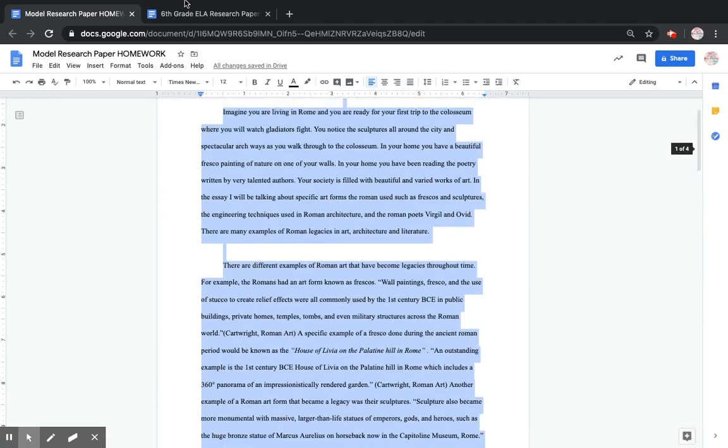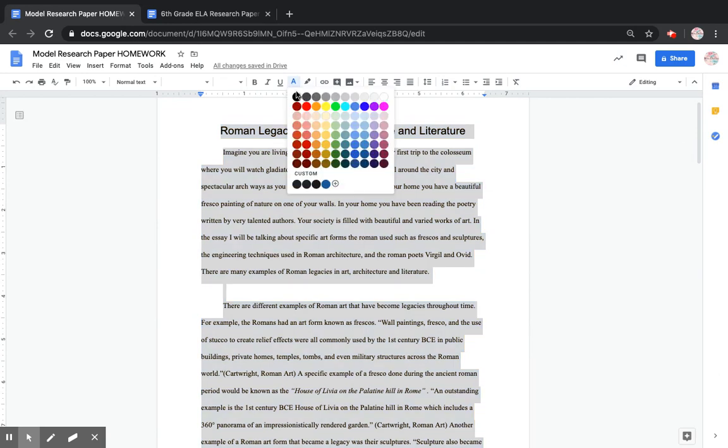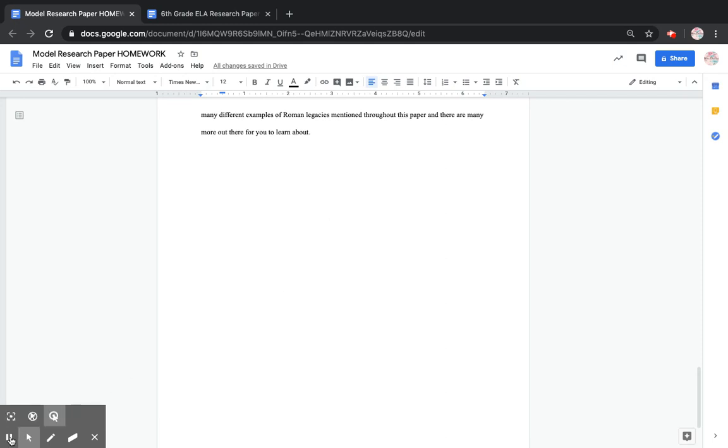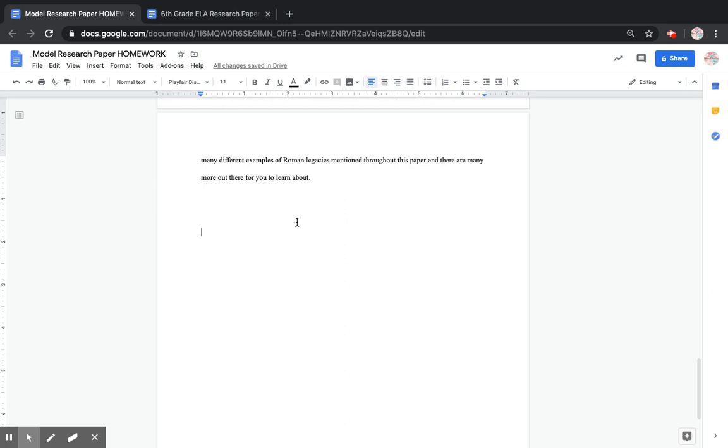Now, the last and final thing that you want to make sure that you include is your works cited page. So I'm going to click here and add a works cited page. So you're going to go ahead and create a works cited page, and do not worry. I know we haven't done this yet in class, but we're going to do it soon.